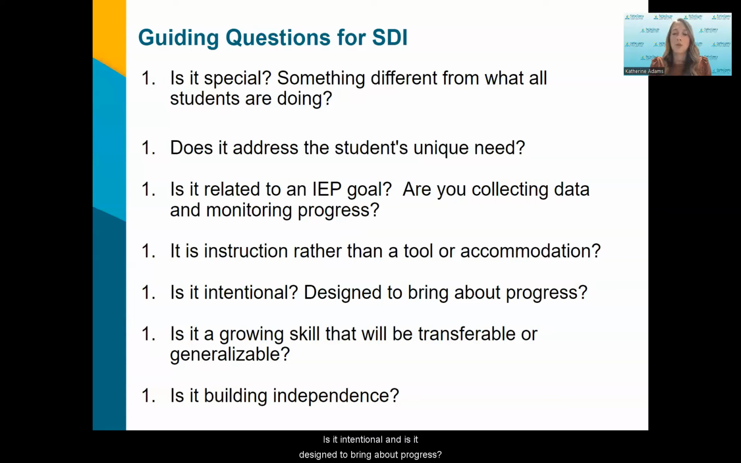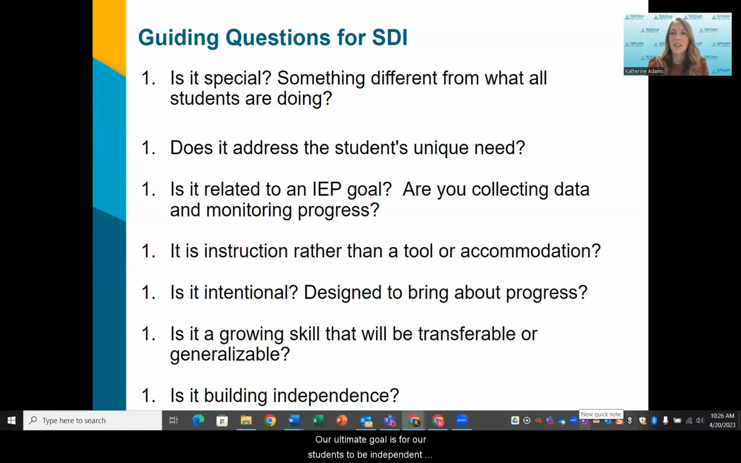Is it intentional, and is it designed to bring about progress? Is it explicit and systematic? Is it growing or developing a skill that hopefully will be transferable or generalizable into other settings? And is it building independence? Our ultimate goal is for our students to be independent thinkers. And so is it ultimately building that skill for our students?